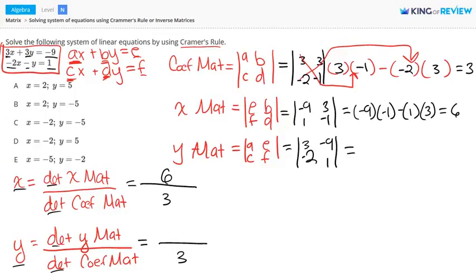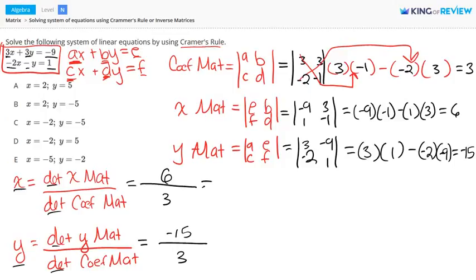And now let's find the determinant of the y matrix. So we have the product of the main diagonal, 3 times 1, minus the product of the other diagonal, -2 times -9. And when you work this out, you get -15. And so that goes right here.